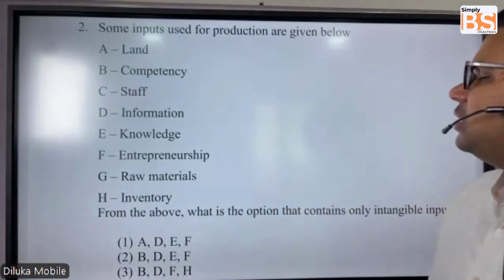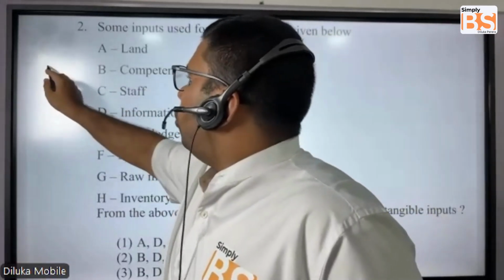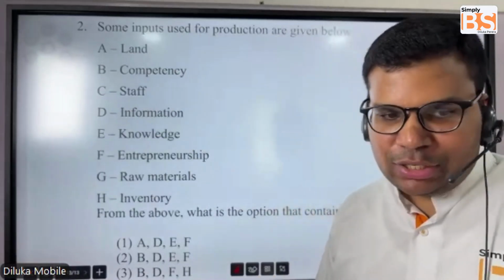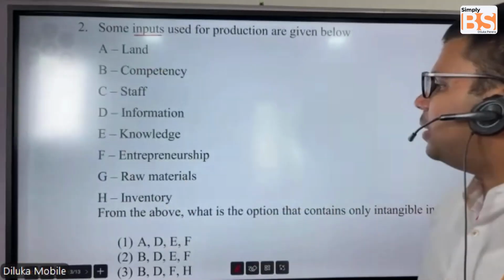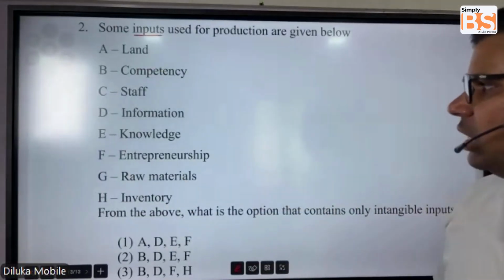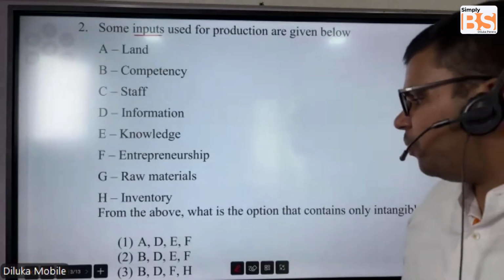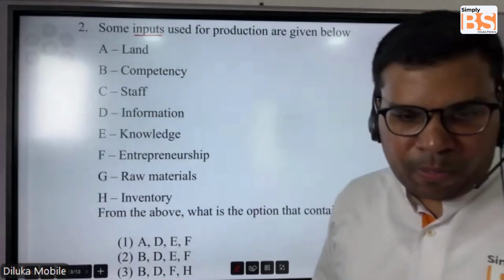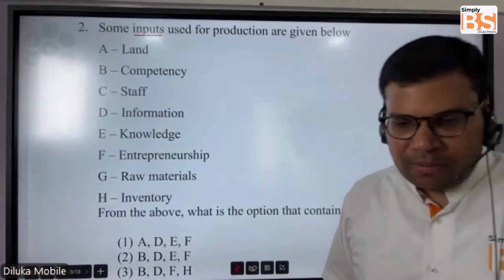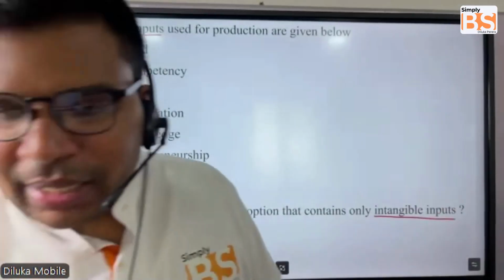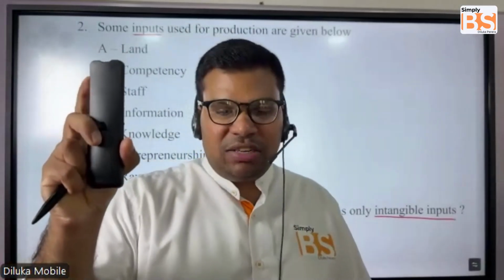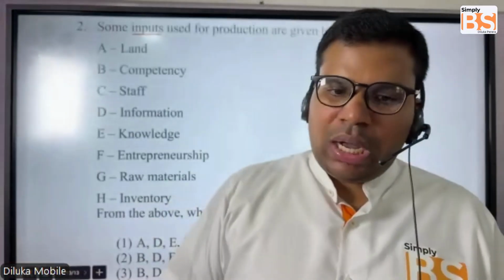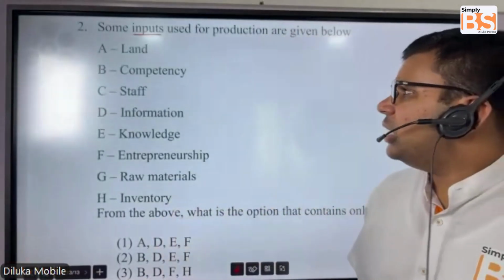They have given some inputs. Now we know a lot about inputs, under the production process we discussed. Inputs used for the production are: land, competency, staff, information, knowledge, entrepreneurship, raw material, inventory. From the above, what is the option that contains only intangible inputs? So students, what do you mean by intangible? If you take this, this is tangible. We can physically touch it. Intangible means you cannot touch it, because you can't see it. So what are the intangible ones?